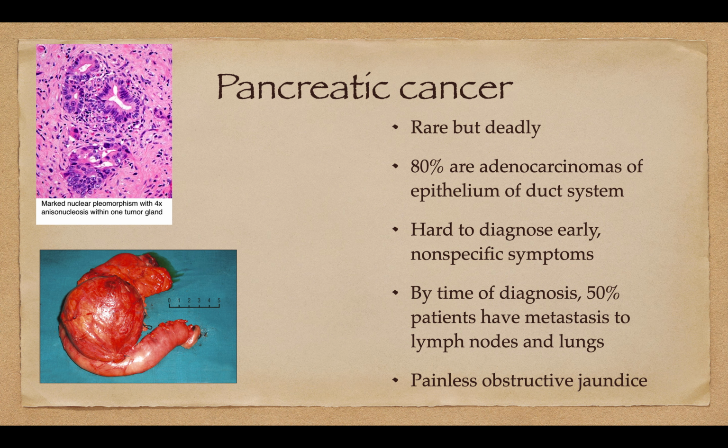So unfortunately, by the time of the diagnosis, 50% of the patients have metastasis to the lymph nodes and the lung, and it presents with painless obstructive jaundice, but that's when the pancreas is kind of shot by that time. Here is the pleomorphism. So all these cells are part of the tumor, and look, there's not really any organization. There's just a bunch of cells.